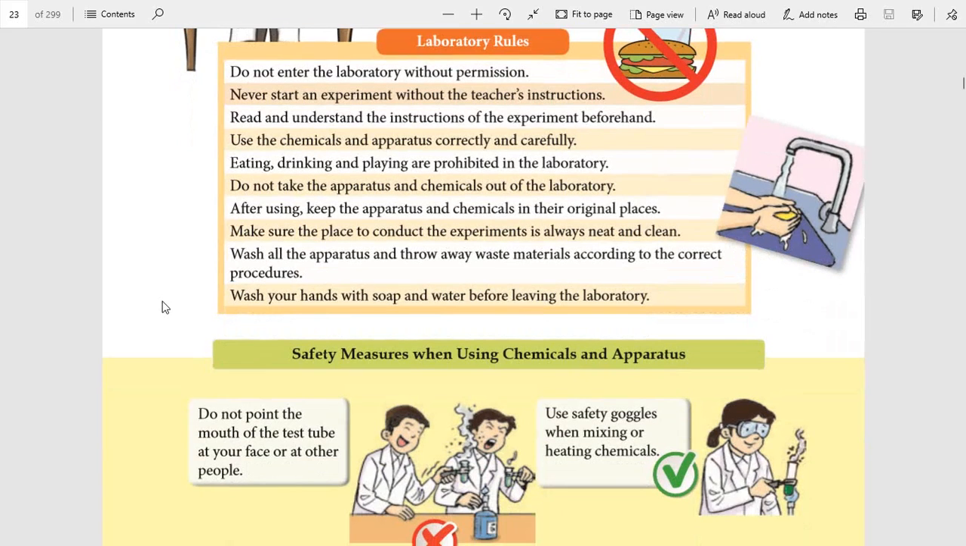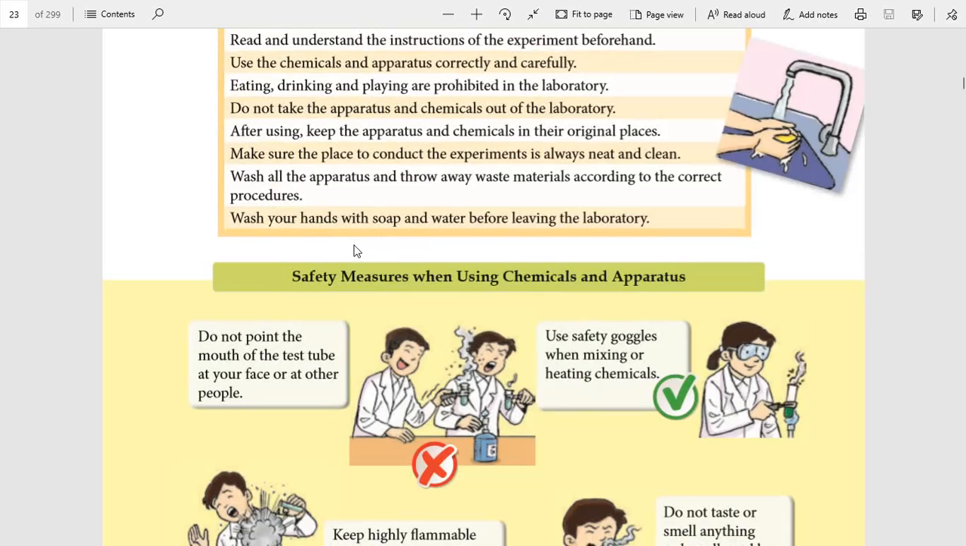What else? Make sure the place is very clean after you do the experiment, and wash all the apparatus and throw away the waste material with the correct procedure. And lastly, wash your hands with soap and water before leaving the laboratory. The last step is very important.